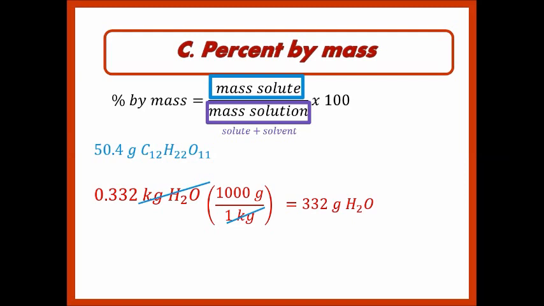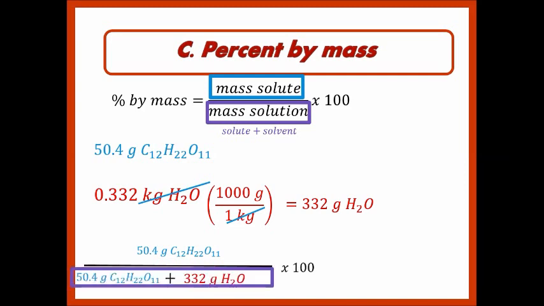So, to solve for the percent by mass, we will plug in the mass of the solute, 50.4 grams of sucrose, over the mass of the solution, which is equivalent to the mass of the solute, 50.4 grams of sucrose, plus the mass of the solvent, 332 grams of water. Times this fraction by 100 in order to make the value a percent. Ultimately, we determine that the percent by mass of sucrose is 13.2%.